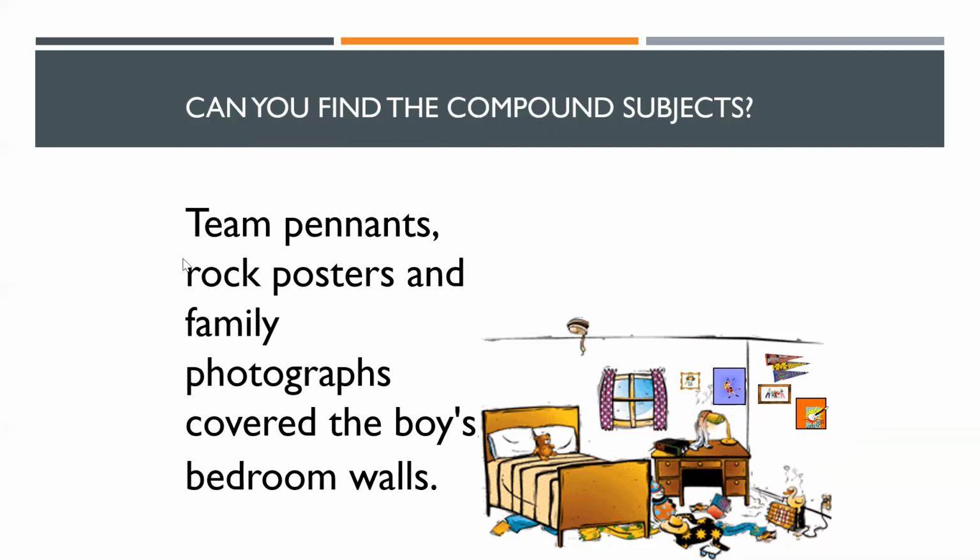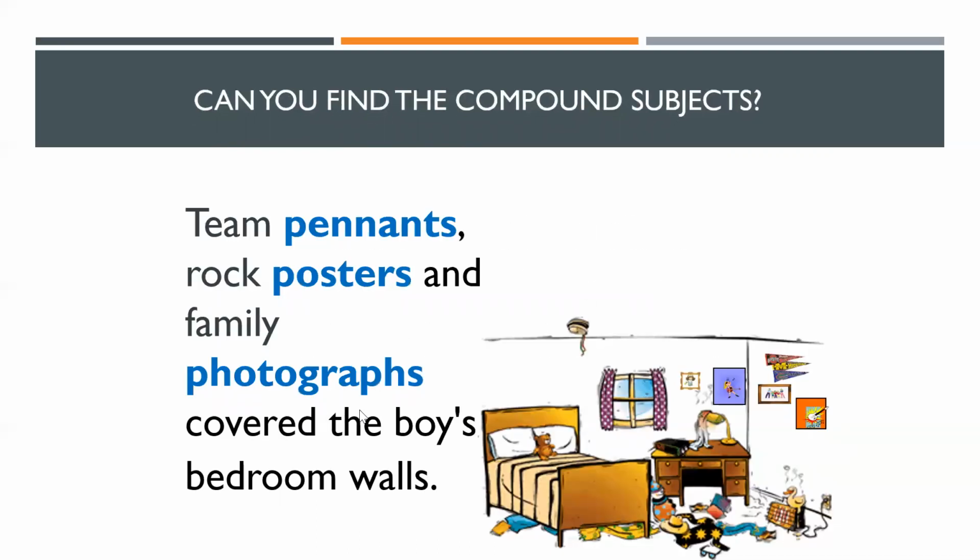Yeah, as you can see at the beginning of the sentence, we have timpanons, the first subject, rock posters, the second subject, family photographs, the third subject. And then what happened? We have the predicate that is covered. And then the object is the boys' bedroom walls, right?